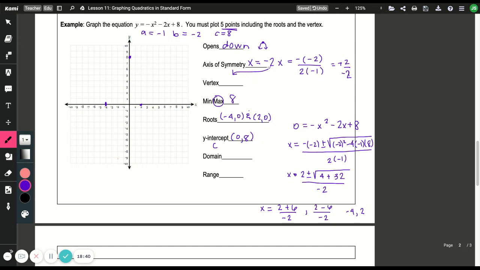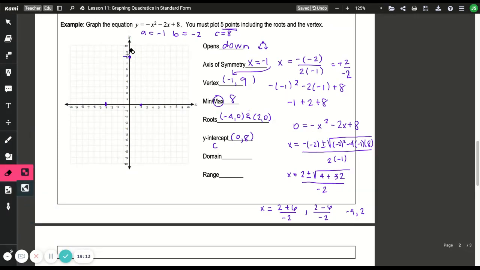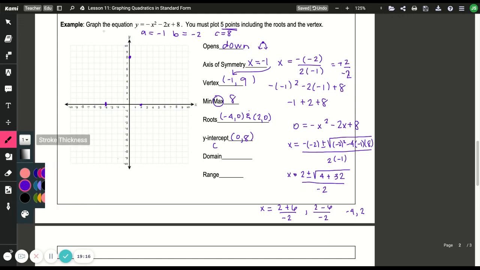So 2 divided by -2 is -1. So the vertex is at -1. And then if I substitute that in, I get -1 plus 2 plus 8 is 9. So I knew it was wrong because I'm not going to have a point and the y-intercept next to each other. The vertex has to be the highest point or the lowest point. It's not going to be equal to another point. It's not going to be next to another point. So the vertex is at -1, 9 right here.